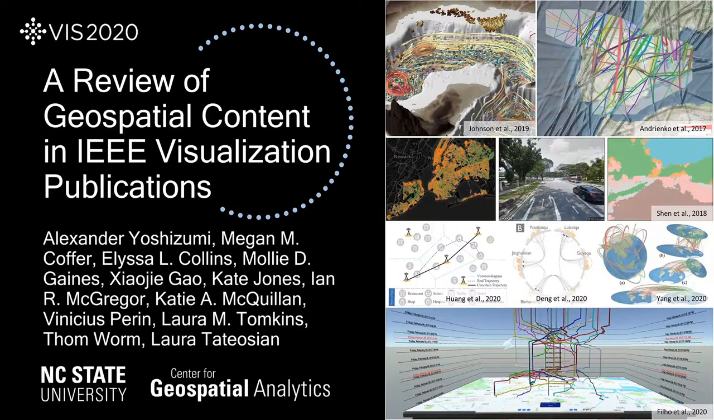Hurricanes, air pollution, forest fires, urban sprawl, ocean plastics, politics, traffic jams, and pandemics. So many of our modern challenges are geospatial, and so much of our big data is geospatial.